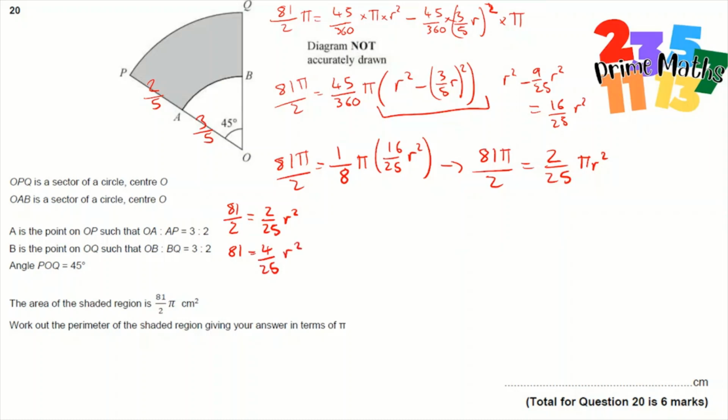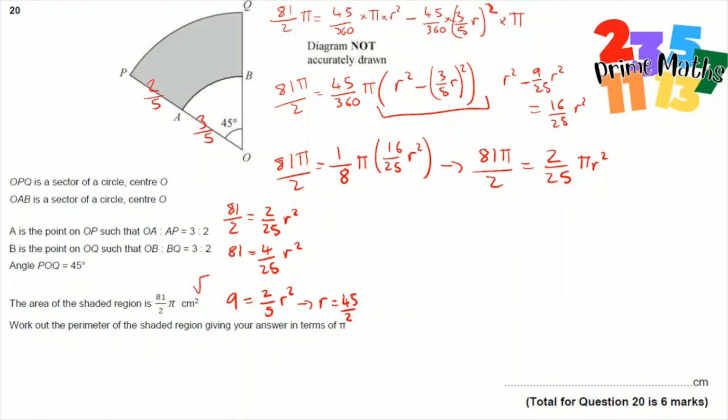r squared. Trying to solve for r squared now would lead us with quite some big numbers for a non-calculator paper, so we can square root from here. Square rooting both sides give us 9 is equal to 2/5 r, and from there we can see that r is equal to 45 over 2, or 22.5. The question wants us to work out the perimeter of the shaded region, giving our answer in terms of pi.